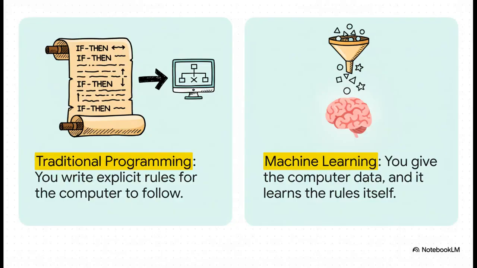And this is a huge shift in how we think about software. I mean, the old way, traditional programming, was all about a human writing every single rule. If an email contains this word, then it's spam. With machine learning, you don't do that. You just show the computer thousands of examples of what spam looks like and what it doesn't, and it literally learns the rules on its own.